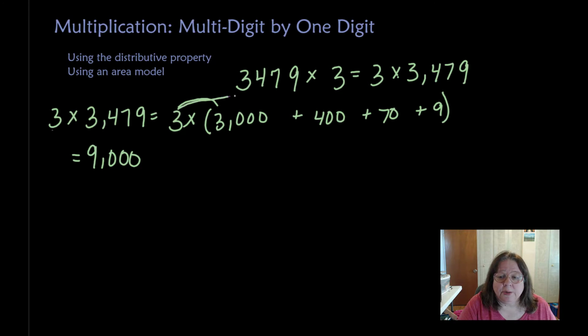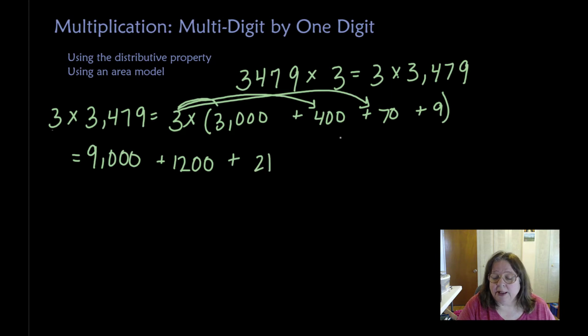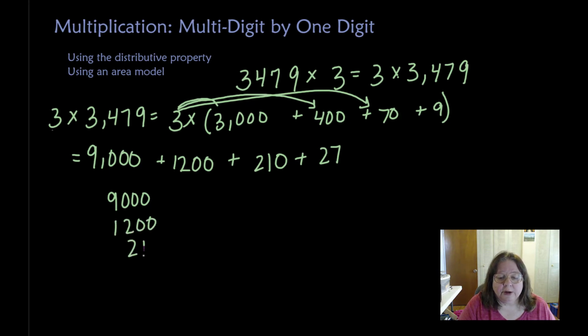I'm going to distribute the 3 now to the 400. 3 times 4 is 12, but it's not just 4, it's 400, so get my zeros in there. 3 times 7 is 21, but that's 70, so get my 0. And 3 times 9 is 27. Let's stack and add these. I've got 9,000. I've got 1,200. I've got 210. And I've got 27.